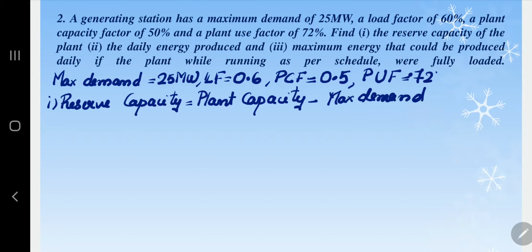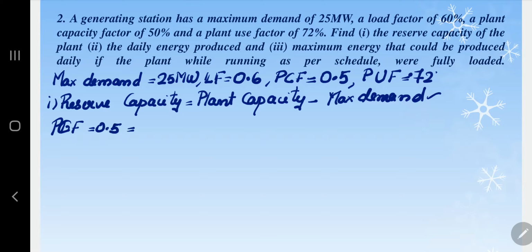Okay. So first we should be aware about the plant capacity value and the maximum demand. In the question, the maximum demand is given, whereas the plant capacity we have to find out. So first we have to find the plant capacity. From where can we find the plant capacity? The plant capacity can be found from the plant capacity factor, which is given in the question. Plant capacity factor PCF is equal to 0.5.